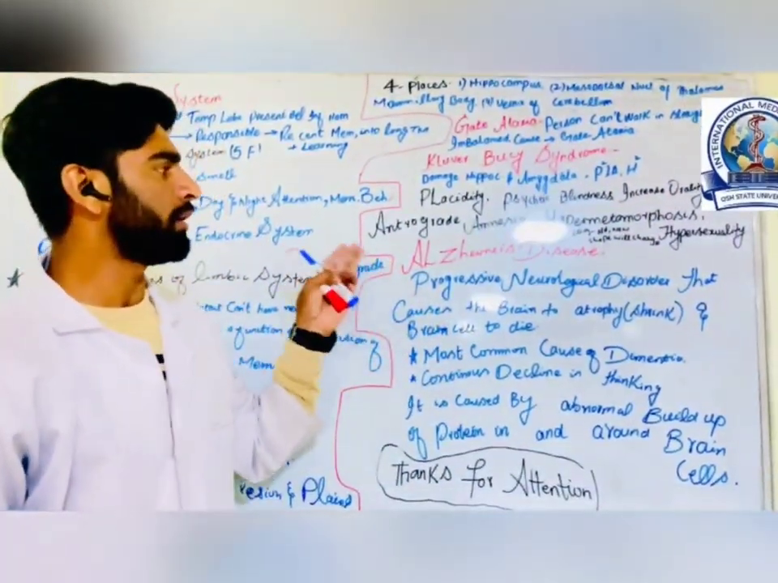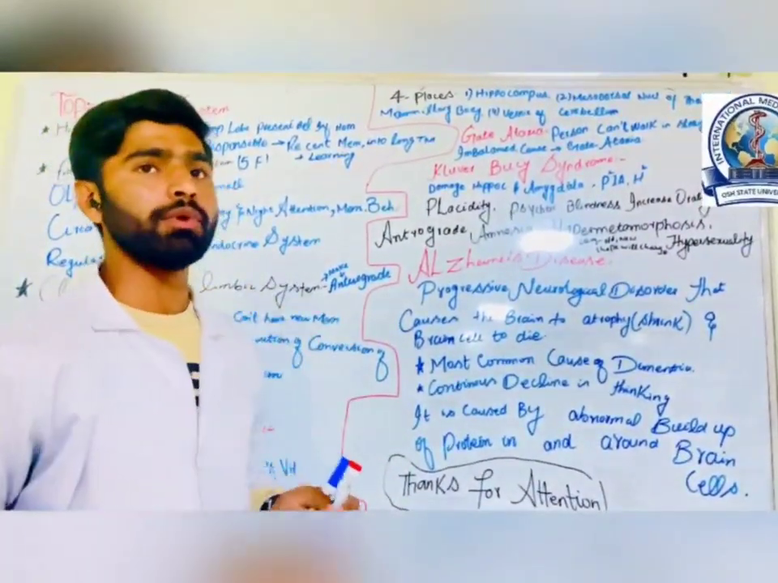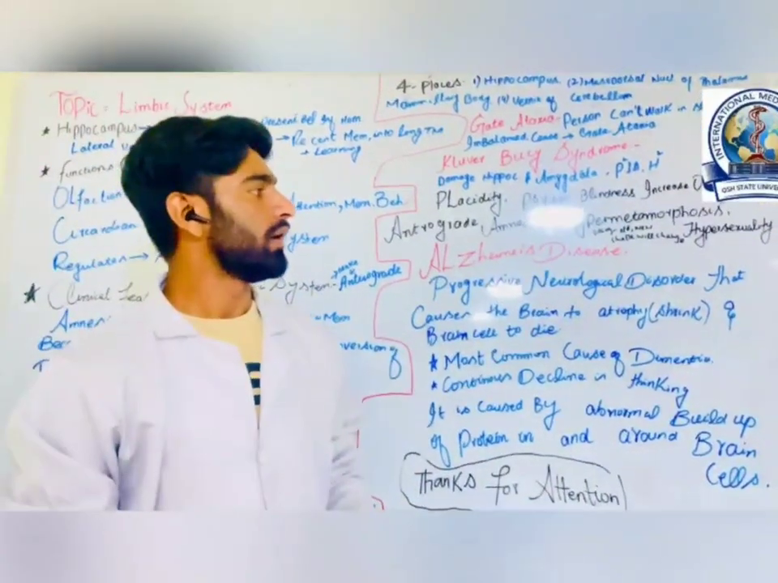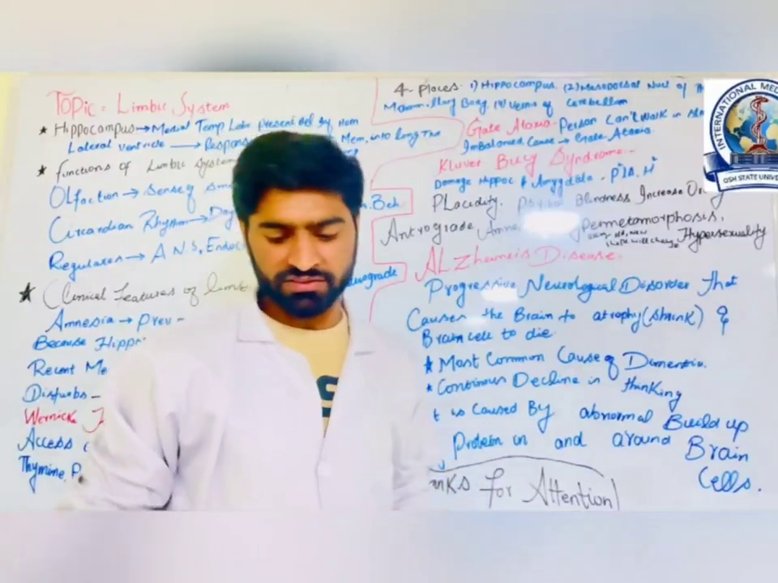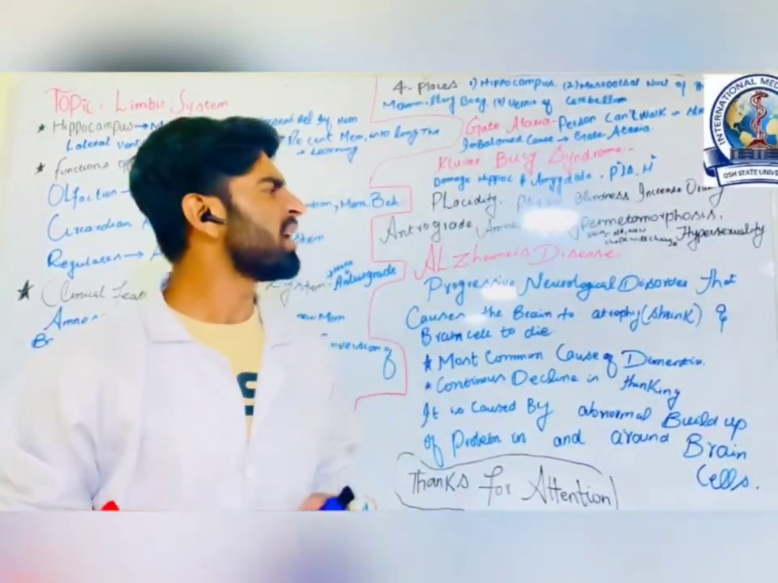Then we have anterograde amnesia. The person cannot have new memory, old memory is intact. The last one is hypersexuality. In hypersexuality, there is an increased tendency toward sexual behavior, no matter what the gender or age.